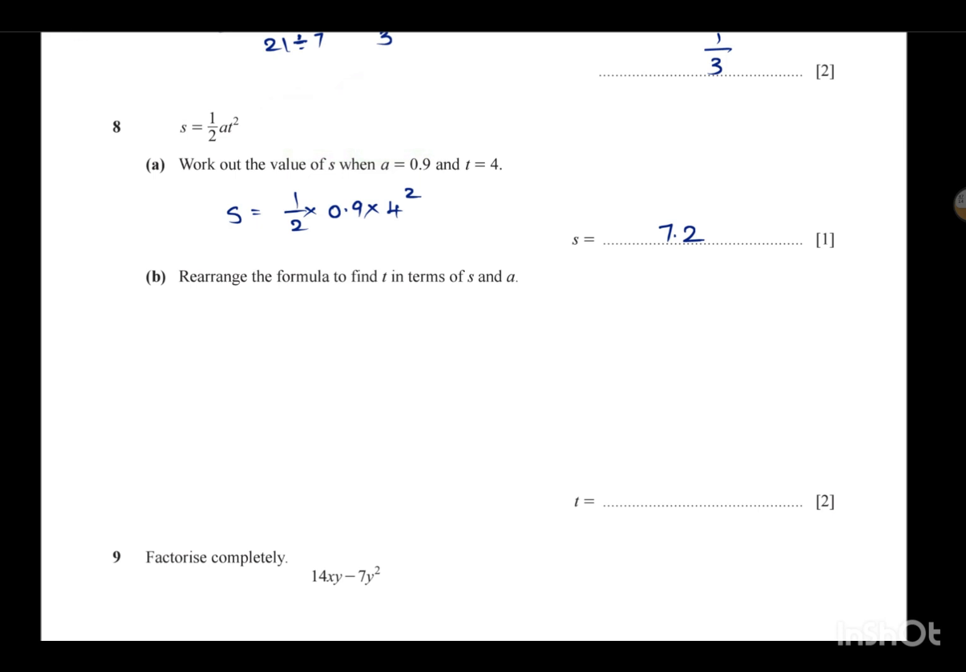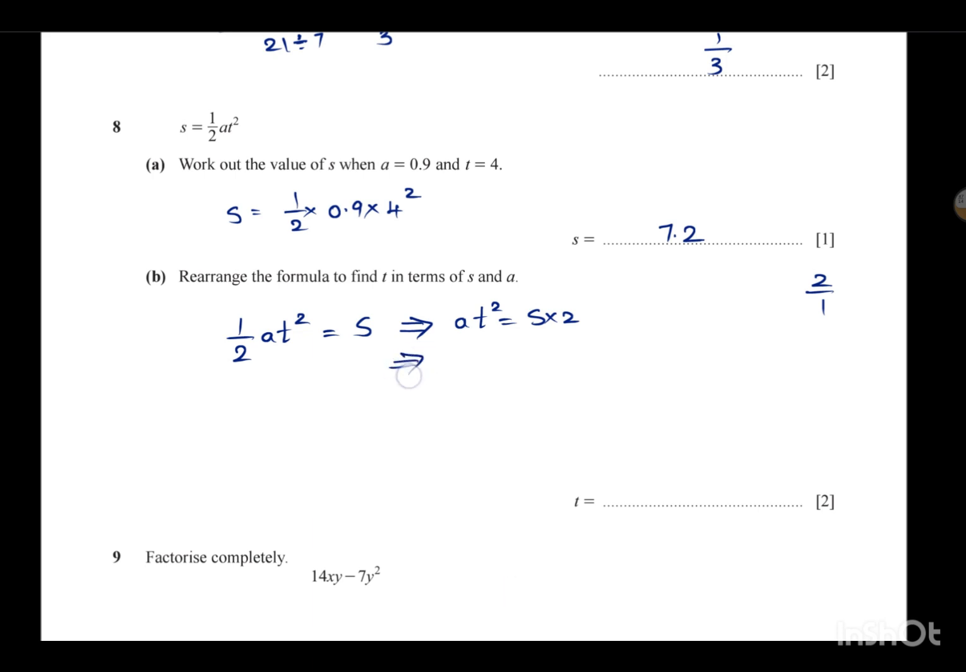So, for that, let me flip the equation and write first like this. Then bring half to the right side. So, AT square will be S multiplied by 2. Because half if I bring to the right side, it becomes 2 by 1. So, when I multiply anything by 2 by 1, that means it is multiplication by 2.